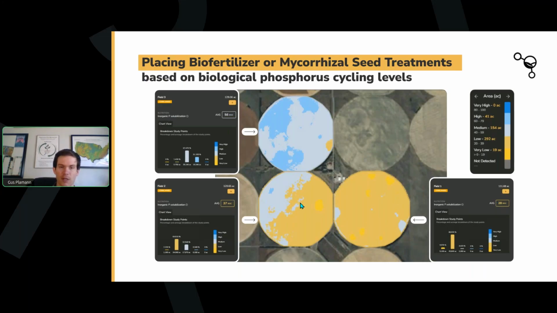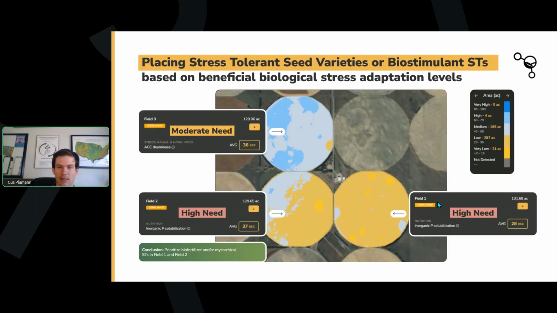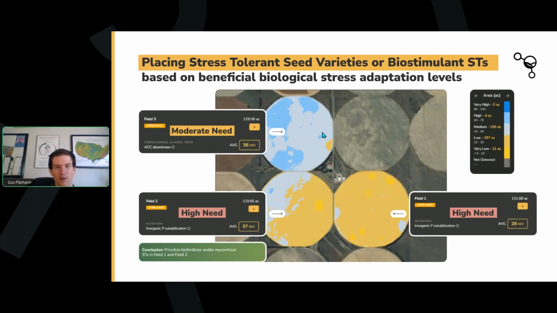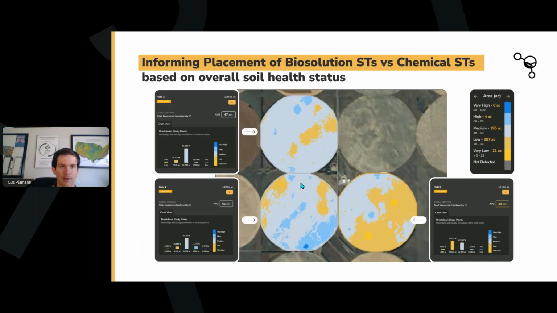So field 1, field 2 here really would be the strong candidates, the high need to prioritize biofertilizer and/or mycorrhizal seed treatments. Field 3, actually I think these got mixed up a little bit too, but this field 3 here that scored a 56 on the top, maybe a little bit lower priority. It's in a case where phosphorus deficiencies are a significant issue, maybe prioritize it. But overall, if we're looking at which fields really can benefit from those seed treatments, we're going to go with field 1, field 2.